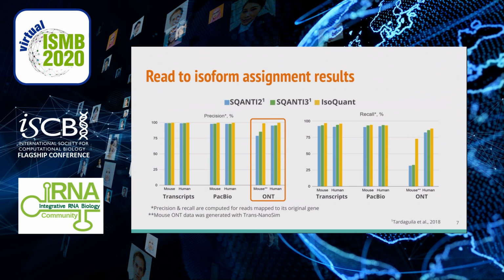One thing I may notice is that the mouse dataset was generated using TransNanoSim, so it's more realistic. And as you see, the difference in precision is more noticeable than on human data, which has uniform error distribution.